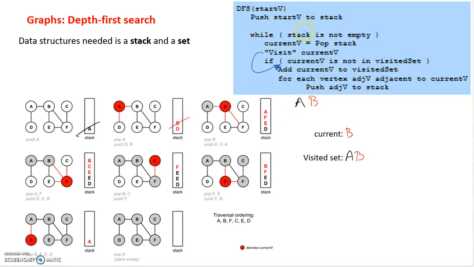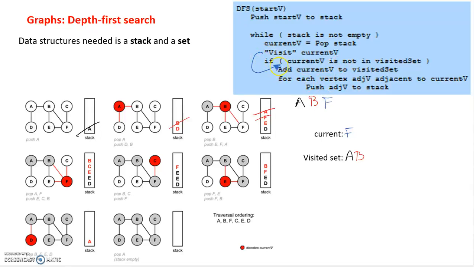We go back to the top of the while loop. Stack is not empty. We pop what's on top of the stack, and in this case it will be A, so current will be A. Stack is popped. Is A in the visited set? Yes, it is already in the visited set, so we won't execute this conditional statement. We go back to the top, pop another element. F is popped, so the current vertex is F now. Is F in the visited set? No, it is not visited.